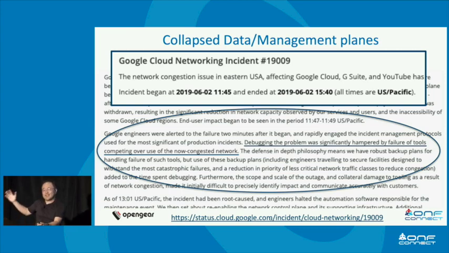Then the network engineers at the NOC tried to solve the problem using certain tools that use the network. They said that debugging the problem was significantly hampered by failure of tools competing over use of the now congested network, right? So even if you're running a hyperscale data center, even if all your network infrastructure is super reliable, if you collapse the data plane and the management plane into the same physical infrastructure, you get into that situation. Your network is not working, and the tools you're going to use to fix the problem need to use the network as well, and they are unable to do that, right?